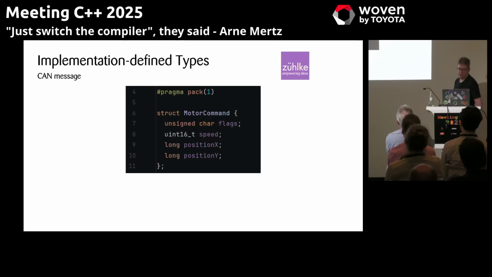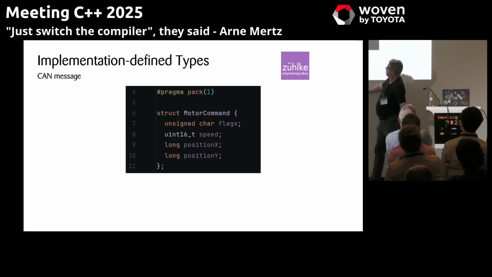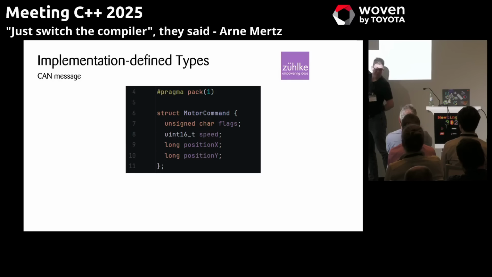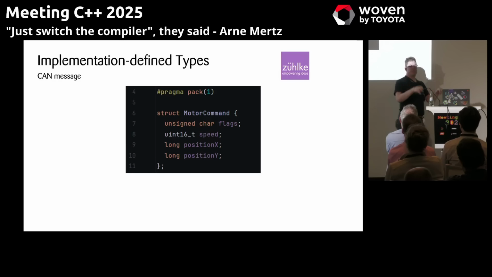Can you spot the problem? Yes? Size of long is platform dependent. So we moved the same code from a 32-bit system to a 64-bit system. It sent the thing, and the other side received the thing, and the motor moved something against the wall, because these 32-bit values in the original version were now 64-bit, and the receiver interpreted the first position as these two positions, and the values were way off.